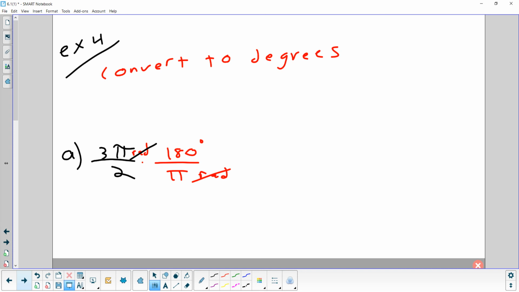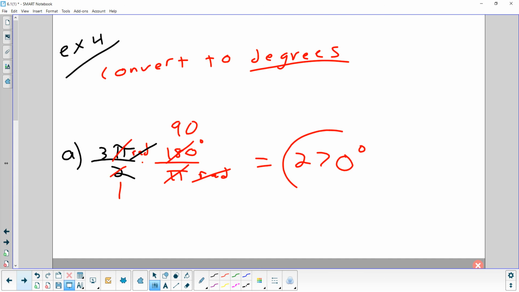What else cancels out here? Not even reduces, it cancels out completely. Pi. And now there is something that reduces. How many times does 2 go into 180? Francesca? 90. So I'm left with 3 times 90 with a degree symbol. And that's my answer. Now if I wrote that, is that right? No, that's 270 radians. You forgot the degree symbol. So you do have to put the degree symbol when it's a degree.